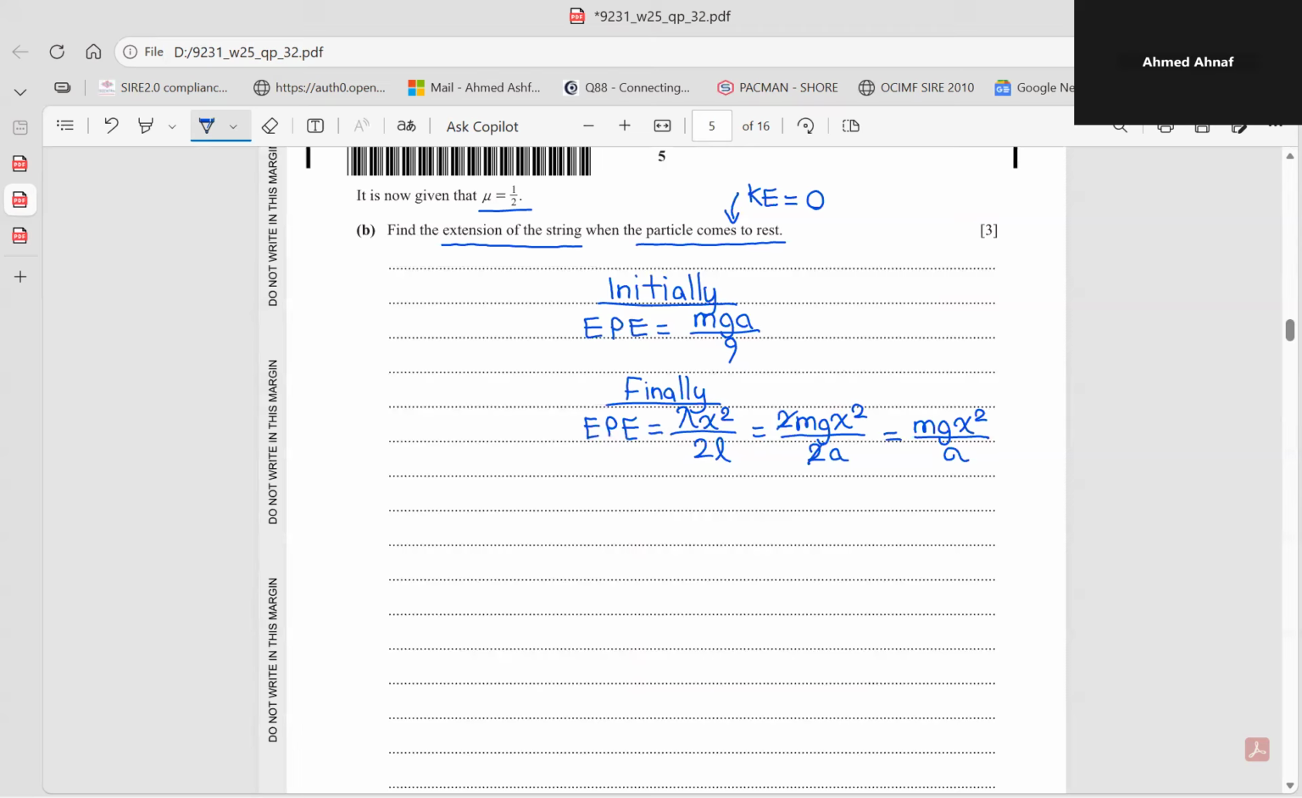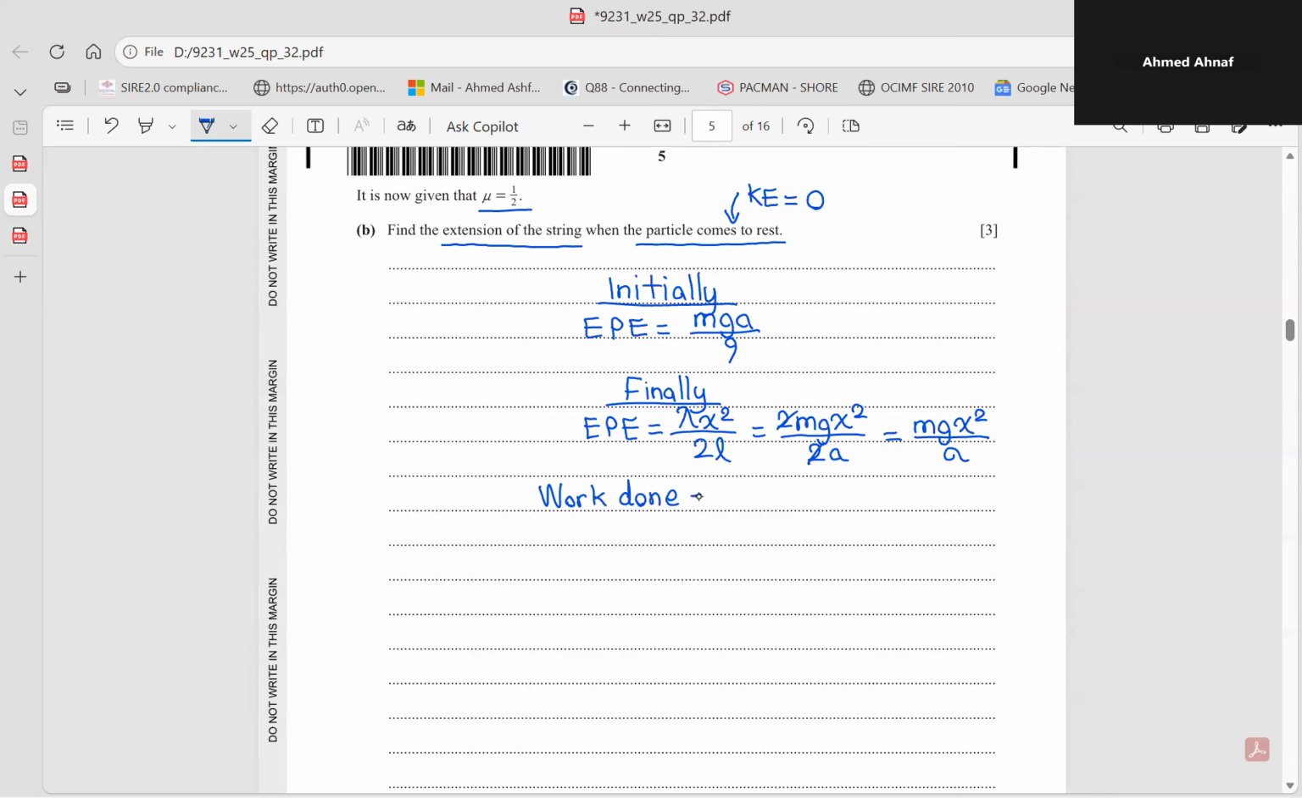And there's no KE. And obviously, there's work done against friction, because from the initial point to the final point, it moved along the rough surface. So obviously, it had to do work against the friction that it was experiencing. So we're also going to include the work done.